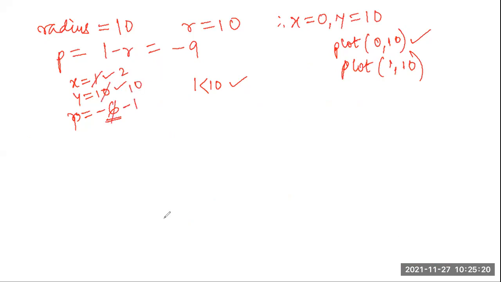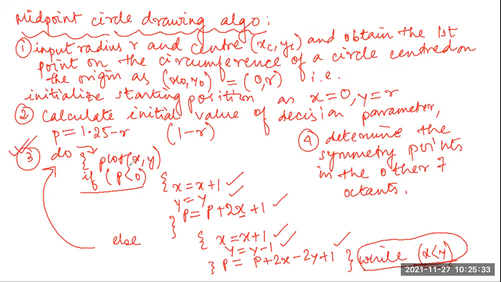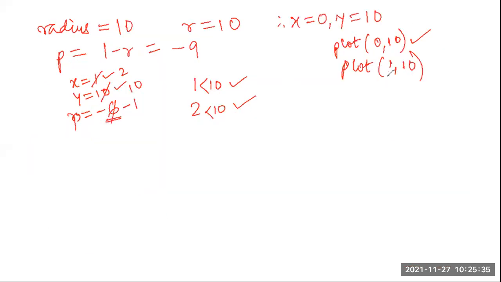This will be the values, right? So when this is the case, what will be my next step? 2 is lesser than 10. Yes. If it is yes, then we will go again and plot. What will we plot? 2 and 10. Fine, I will check what is my decision parameter.